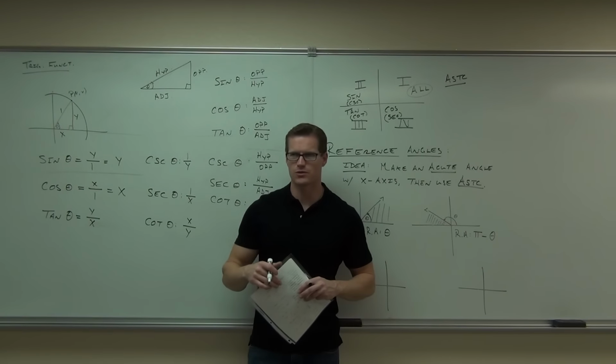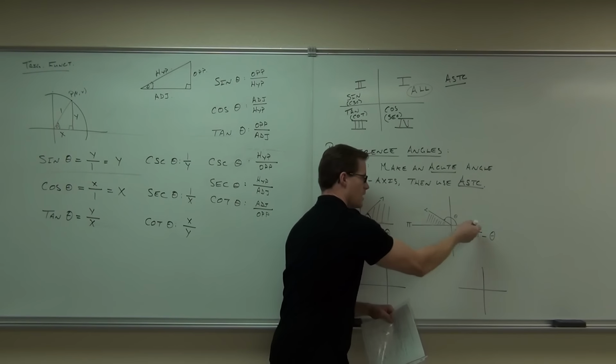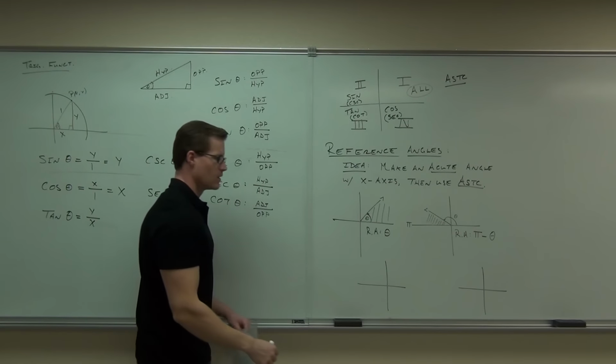Nod your head if you're okay with this so far. You see where the pi is coming from. Pi is coming from because, well, that's a measure of pi. We're subtracting our angle. We're going to get that shaded region. Let's keep going.